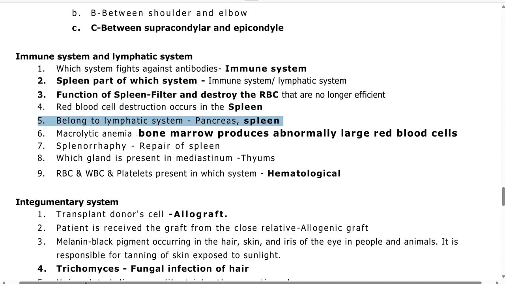5. Belong to lymphatic system: pancreas, spleen. 6. Macrocytic anemia: bone marrow produces abnormally large red blood cells. 7. Splenorrhaphy, repair of spleen. 8. Which gland is present in mediastinum? Thymus. 9. RBC and WBC and platelets present in which system? Hematological.